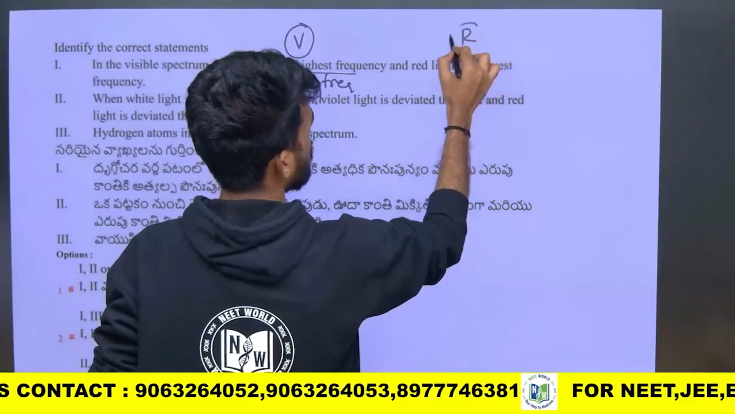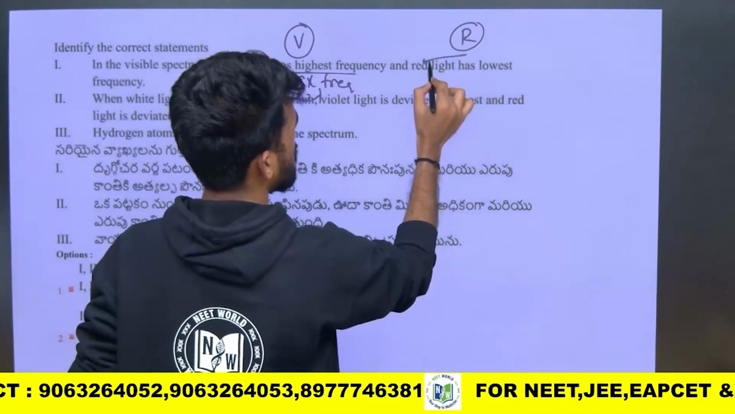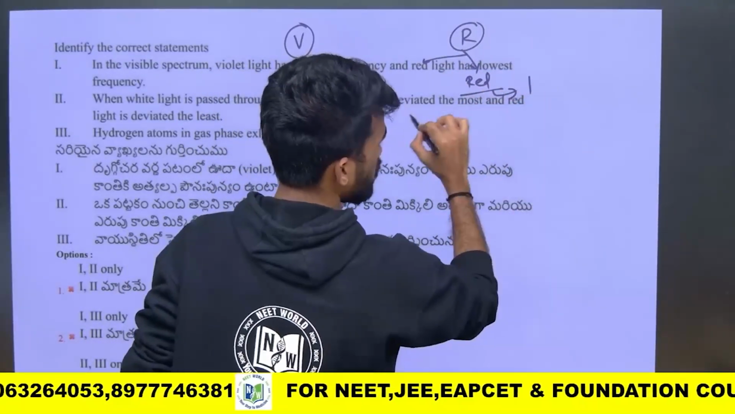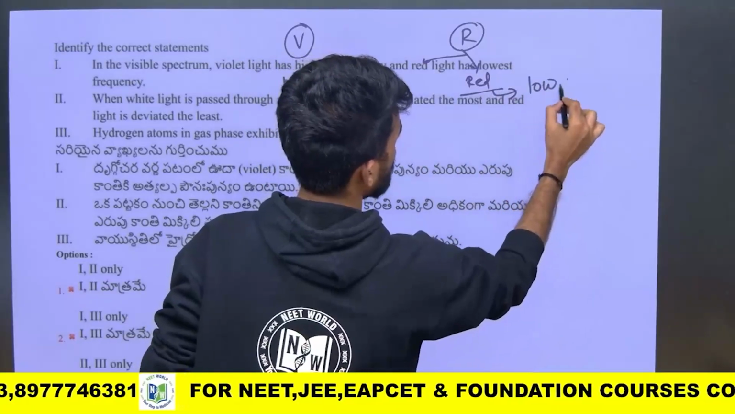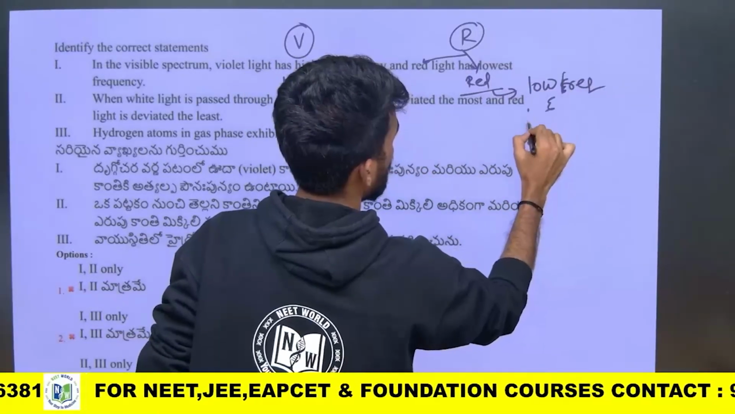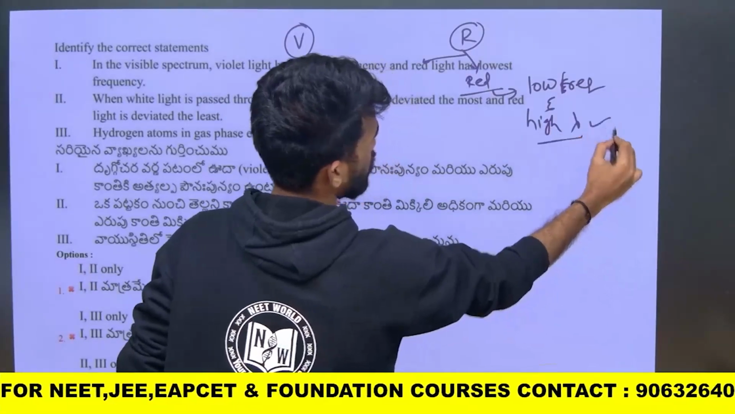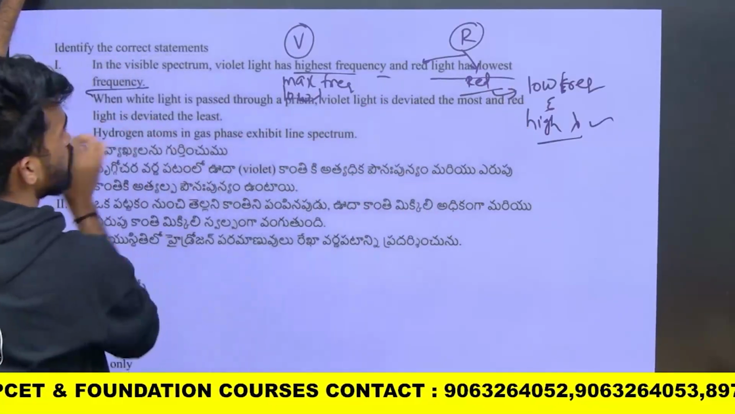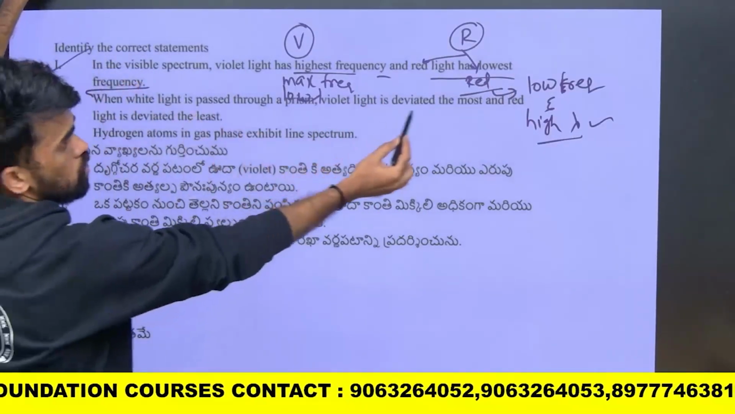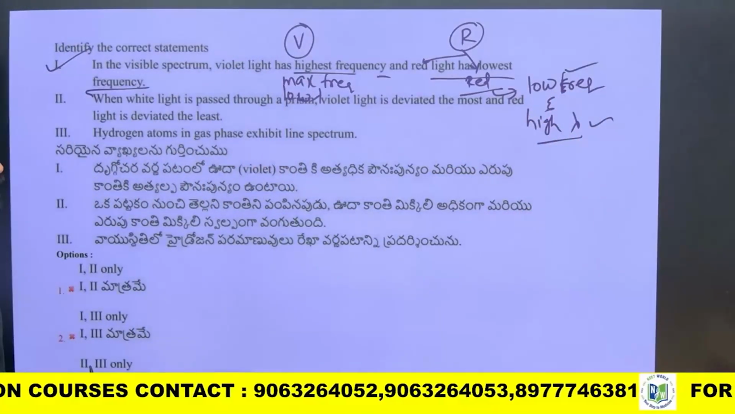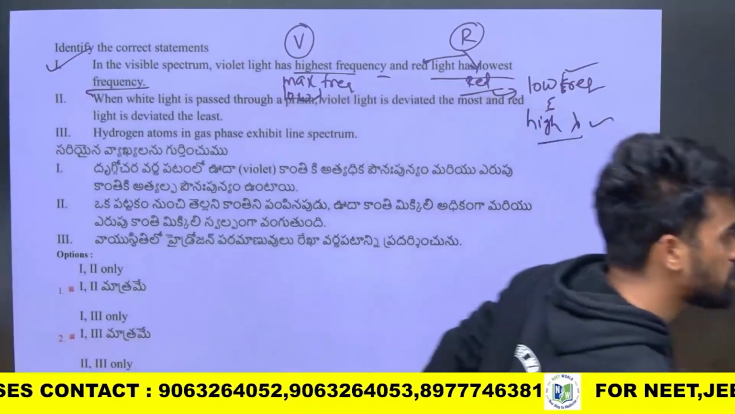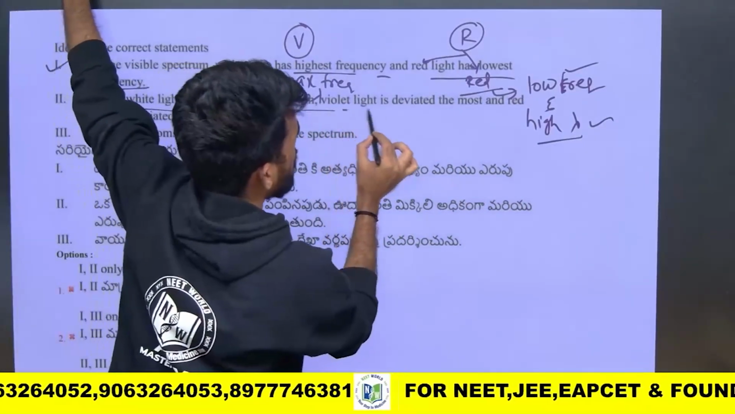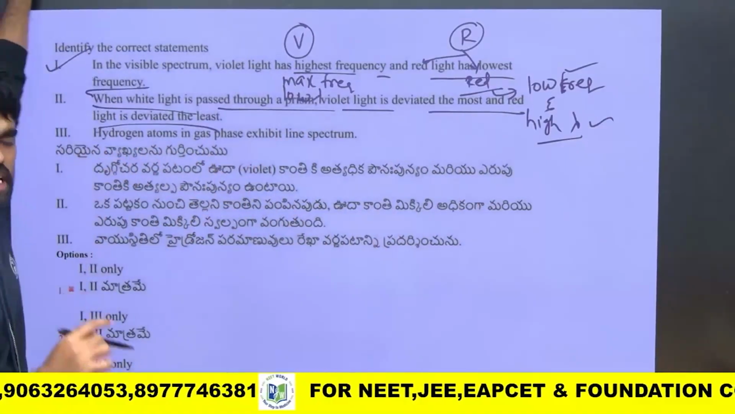And R indicates red color, so red will have low energy or low frequency, and high lambda, high wavelength. So what they are saying, highest frequency for violet and lowest frequency for red, yes, this is correct. Okay, the next statement, let me check everything is visible, yes. When white light is passed through a prism, violet light is deviated most and red light is deviated least. Yes, this is also correct.